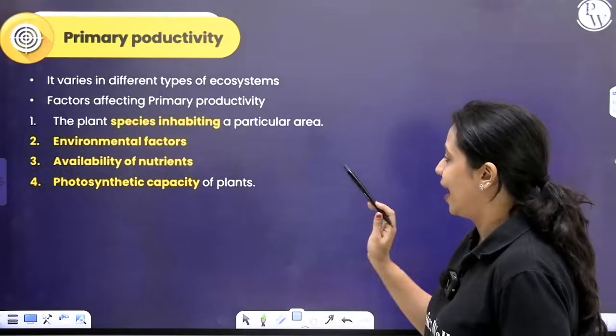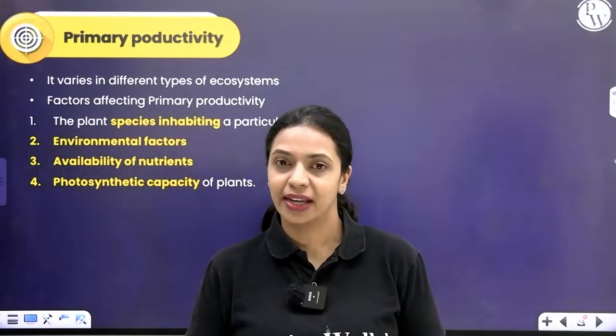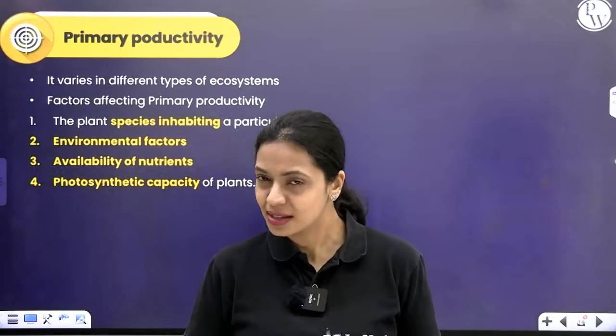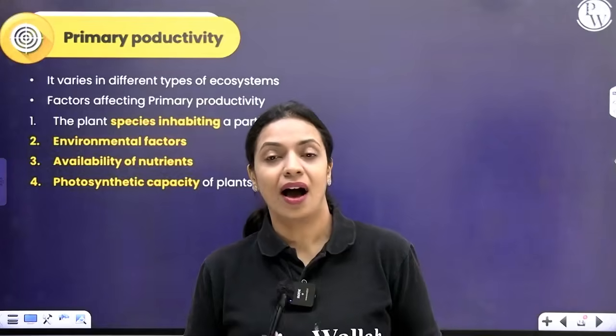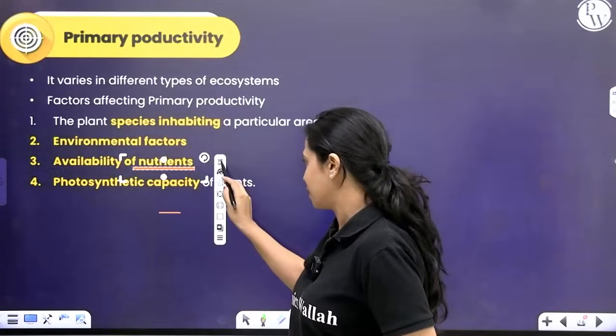Second, environmental factors. Is the sunlight sufficient? Are they getting sufficient amount of carbon dioxide? Is there sufficient water present in the soil? Are the nutrients in the soil sufficient for them? These are some factors.